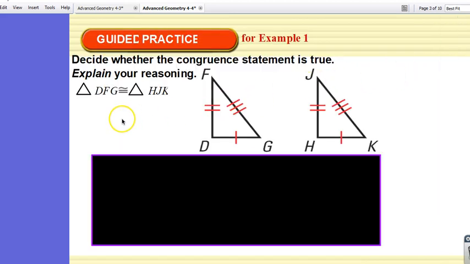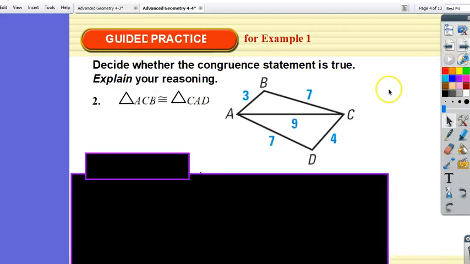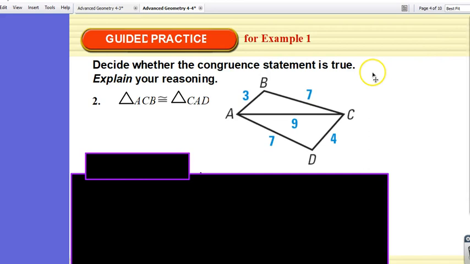Decide whether the congruence statement is true. Explain your reasoning. So are these congruent? Well, they definitely have side, side, side. So now it's just up to, did they write it in the right order? Well, let's see. D, F, G. They went up 2 marks, down 3 marks. Up 2 marks, down 3 marks would be H, J, K. They wrote it in corresponding positions. So yes, this congruence statement is true by side, side, side.